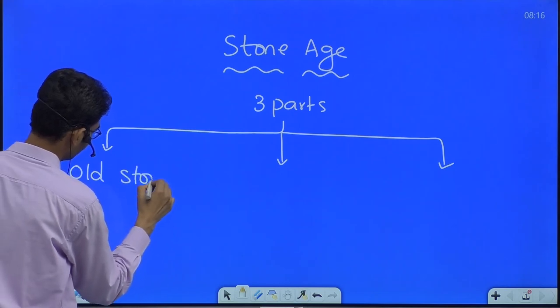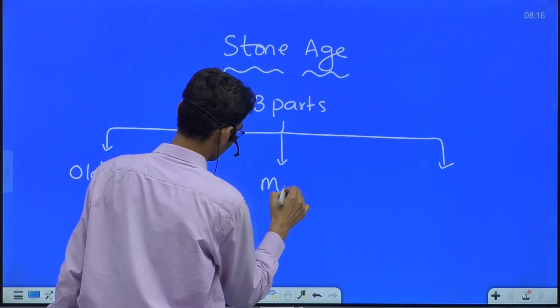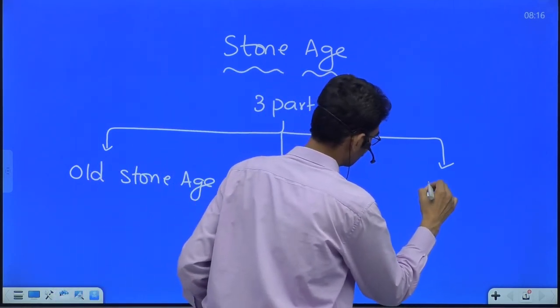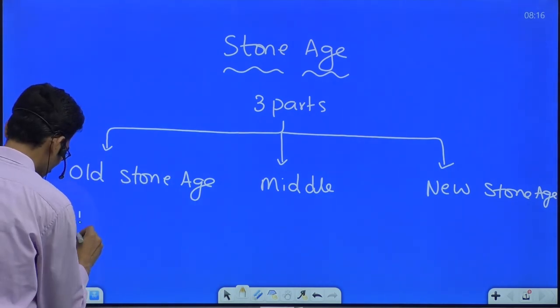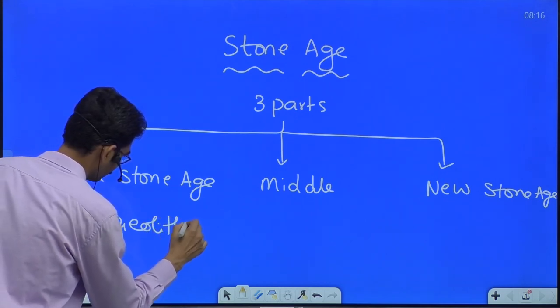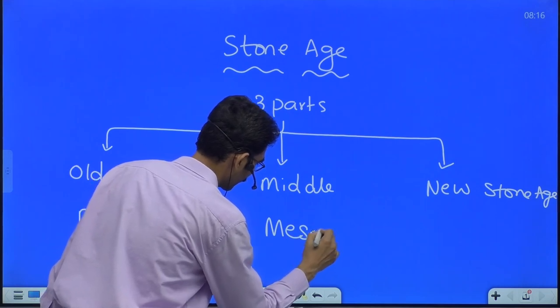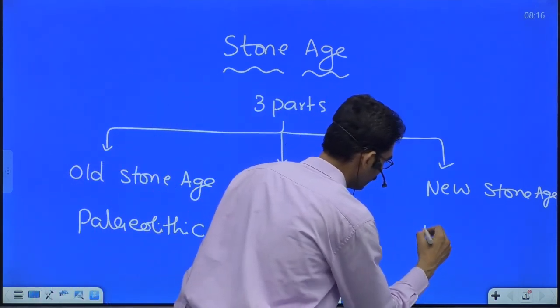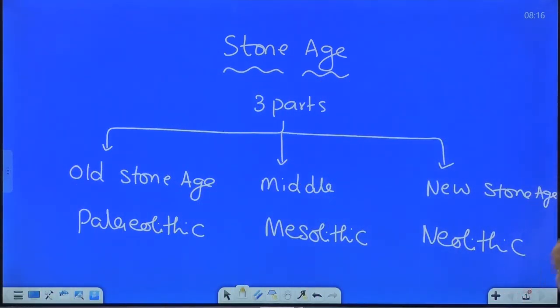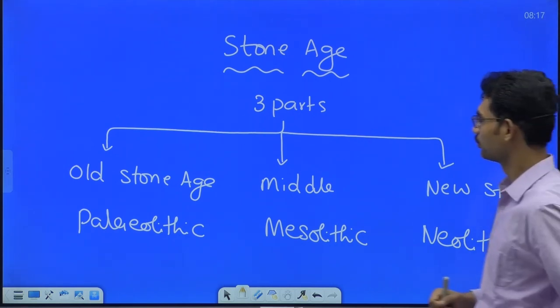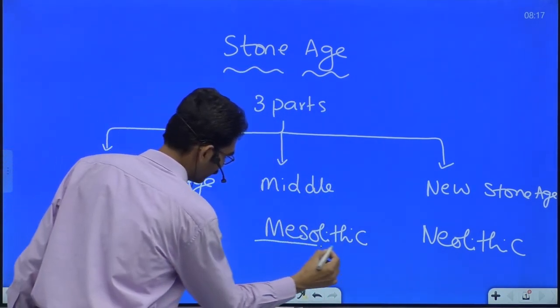This is Old Stone Age, middle, and new stone age. This old stone age is also called Paleolithic. Middle is Mesolithic. New is Neolithic. Manisha, is it clear? Writing on the board and voice, all clear? Okay, good. Paleolithic, Mesolithic, Neolithic.